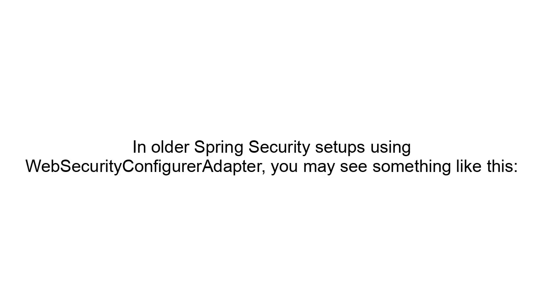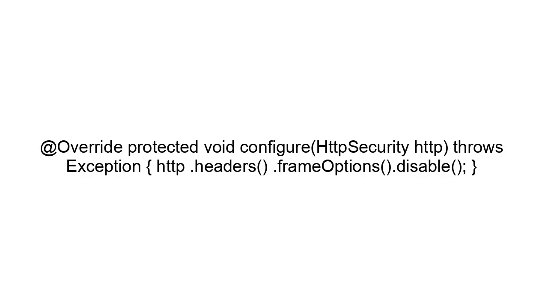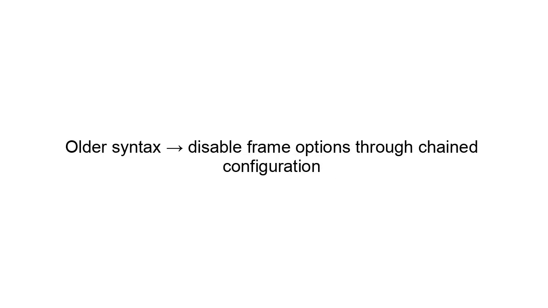Older style configuration. In older Spring Security setups, using WebSecurityConfigurerAdapter, you may see something like this. @Override protected void configure(HttpSecurity http) throws Exception, http.headers().frameOptions().disable(). Example concept: older syntax means disabling frame options through chained configuration. This was common in older Spring Boot and Spring Security versions.